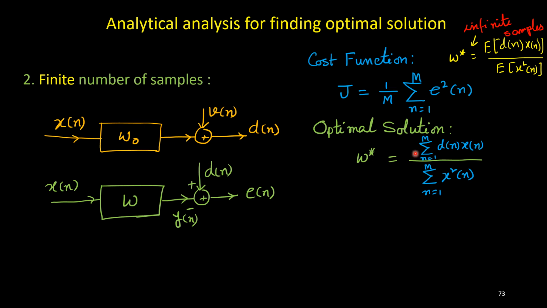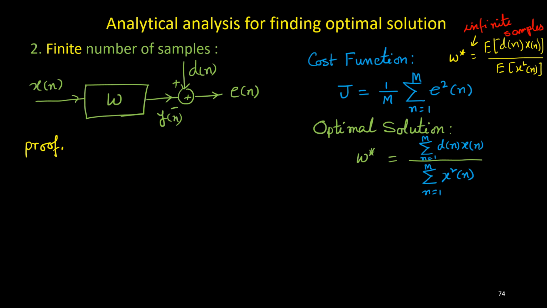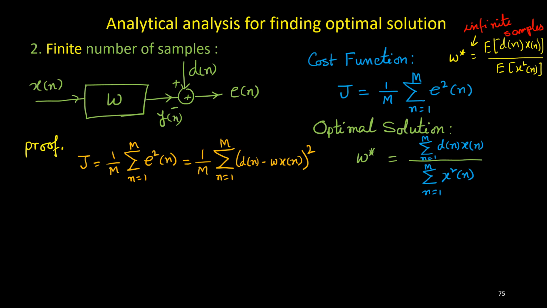Actually you'll see we'll get w star equal to the simple summation of dn xn upon the summation of x square n. Actually we can divide by 1 upon M and 1 upon M here, but this 1 upon M will cancel out, so you will get this ratio. This ratio will give you the optimal solution. In exactly a similar way we can find these optimal solutions. So very quickly we will discuss the proof. You see, this is your cost function.